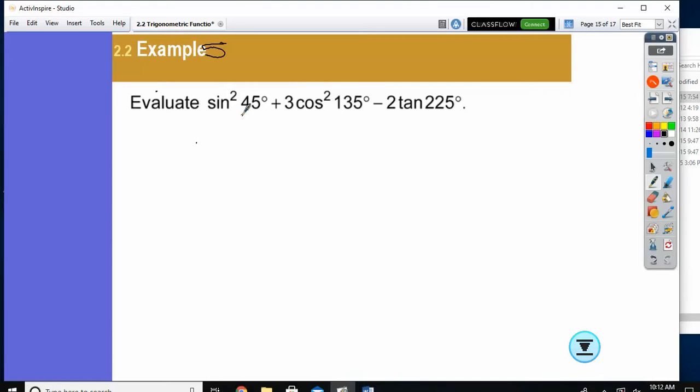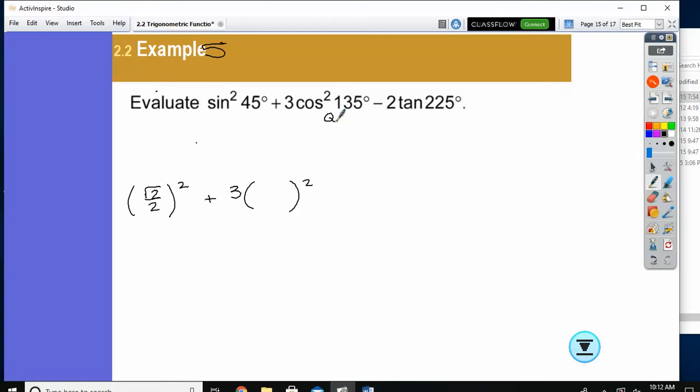Remember when you see that sine squared 45, that means find the sine of 45 and then square your answer. Since 45 is already in quadrant 1, we can just evaluate. So if you fold in your 45, sine is the square root of 2 over 2, sine is the top, so it would be radical 2 over 2. Plus 3. I need the cosine of 135 squared.